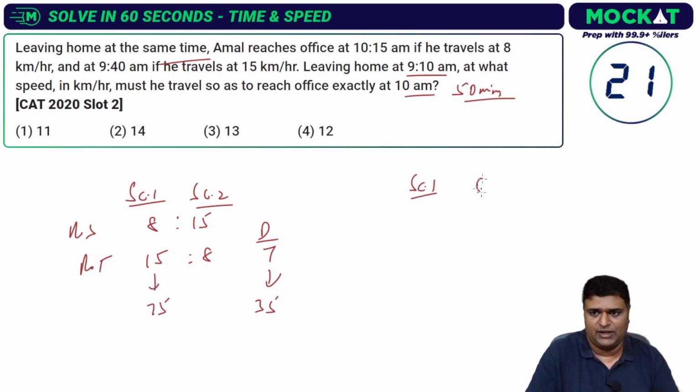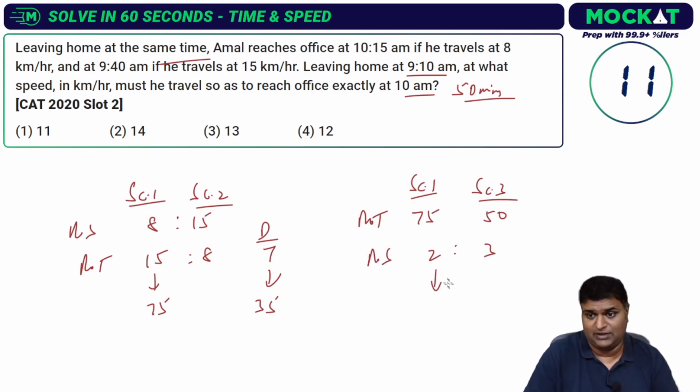I will look at scenario 1 and scenario 3 now, the third scenario. 75 minutes travel time, 50 minutes travel time. That's my ratio of time, 3 is to 2. 2 is to 3 becomes the ratio of speed. Here I know is 8 kilometers per hour. If 2 parts is 8 kilometers per hour, then 3 parts is going to be 12 kilometers per hour. Option 4 becomes the answer for this question.